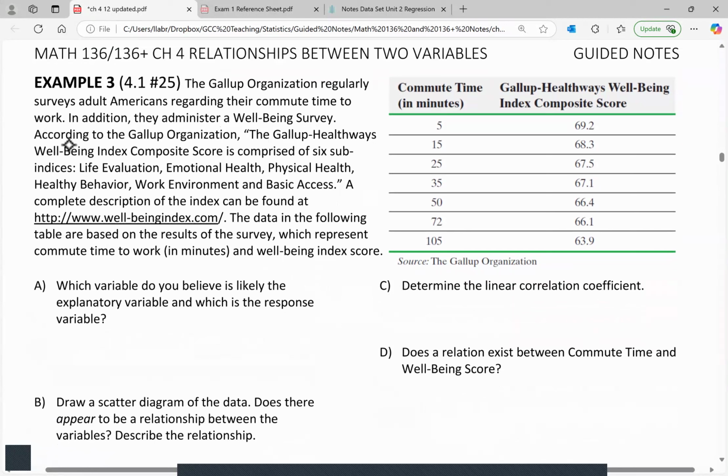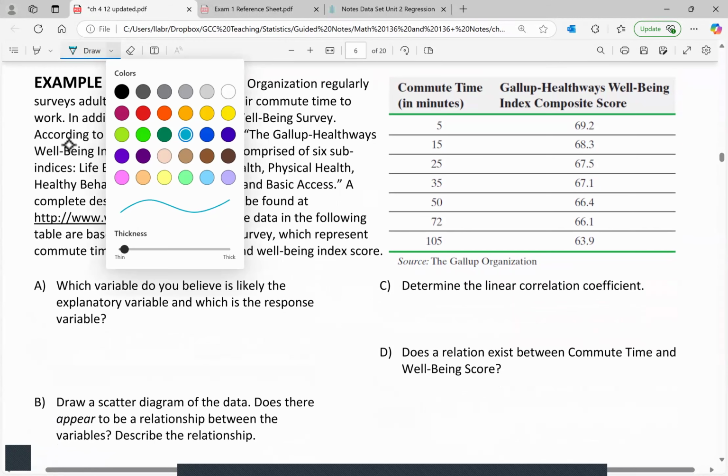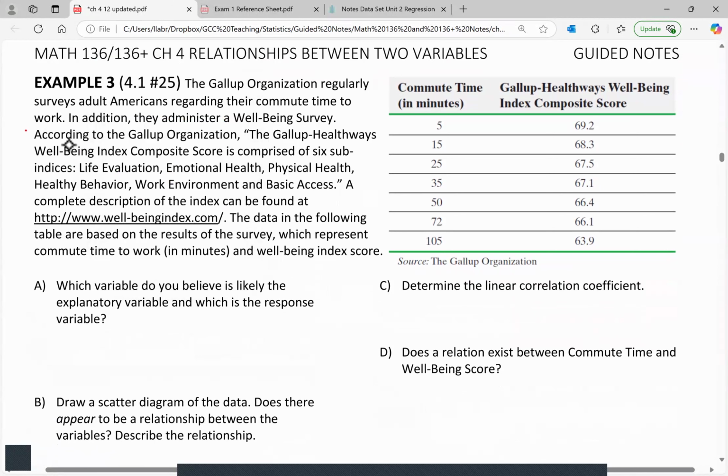So in other words, we're looking at 2 variables here. We're looking at the commute time, that's one variable, and we're also looking at what's called a well-being index. So an index is basically a way to track something or to compute a new number based from additional data. And the way that they track well-being is pretty interesting.